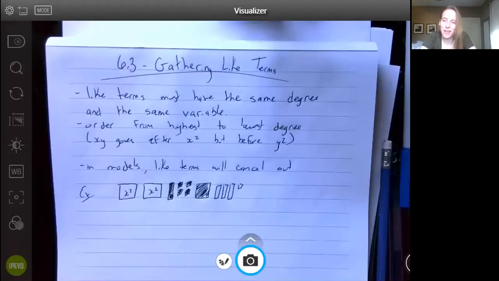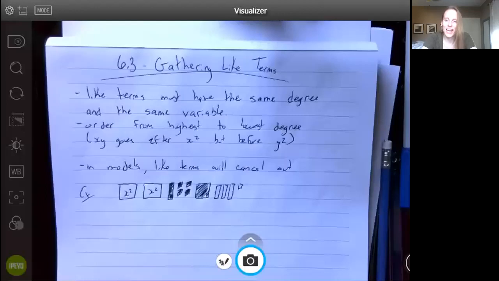Like terms always need to have the same degree and the same variable. So by same degree, we mean like an x squared with another x squared. An x squared and an x are not like terms because they don't have the same degree. They also need to have the same variable. So an x squared and a y squared have different variables and are therefore not like terms.